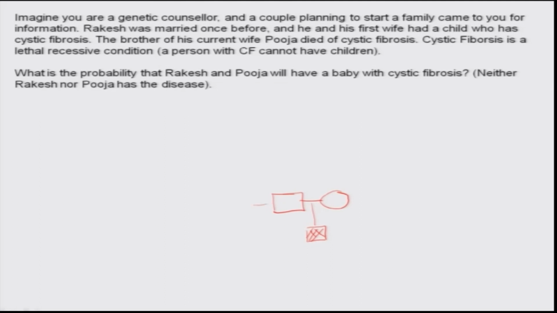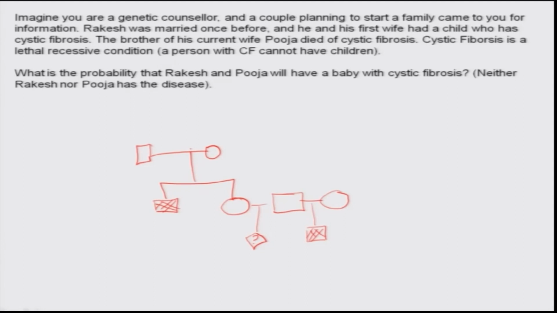Now, he is married again, and this is Pooja. Now, they are planning for children, and we do not know whether, if eventually they have a child, he or she would have cystic fibrosis. So, what other information do you have? What we know is Pooja's brother passed away because of cystic fibrosis. This is the information you have, but nobody else is affected. Obviously, her parents, whom you have interviewed, are normal, let us assume that way.